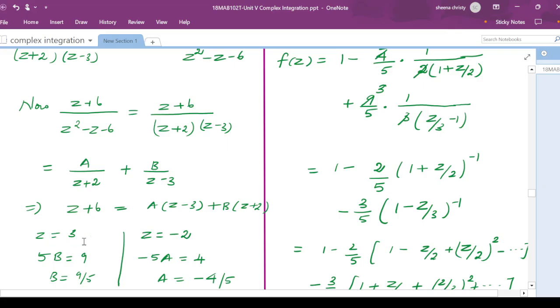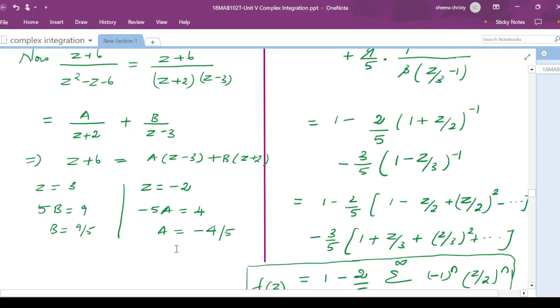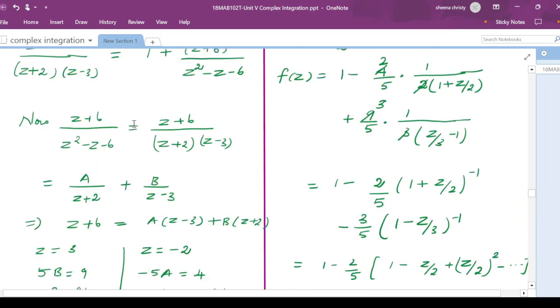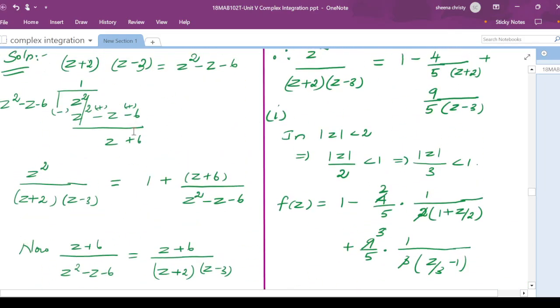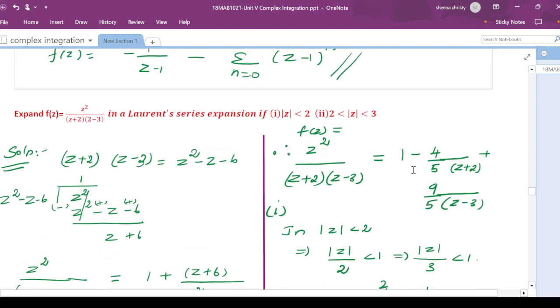Take z equal to 3, you will get the value of B as 9 by 5. Take z equal to minus 2, you are able to find the value of A as minus 4 by 5. Substituting these two values here, the function f of z will become 1 minus 4 by 5 into (z plus 2) plus 9 by 5 into (z minus 3).